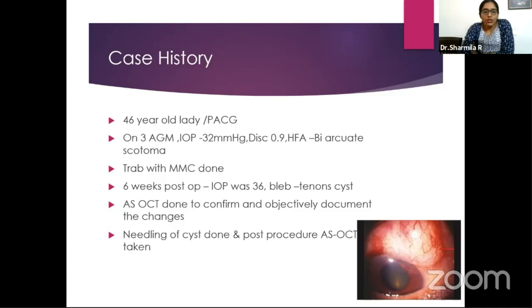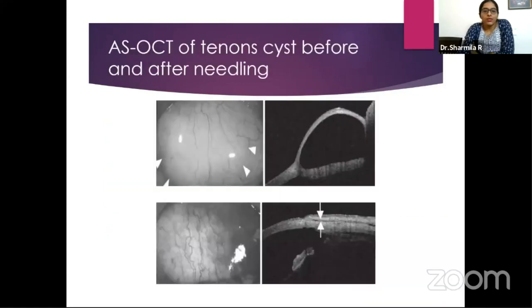An ASOCT was done to confirm and objectively document the changes. And then we planned to do a needling of the cyst, and a post-procedure ASOCT was also taken. So this is what I was mentioning. It is very, very nice to see the pre and post pictures of ASOCT after the needling. This picture shows a large dome-shaped cyst, and you can see the ASOCT picture here. After the needling, you can see the total reversal of the cyst.